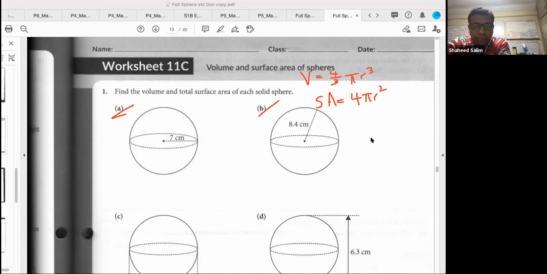Okay, Inshira. Okay, good, Inshira for both. Shafi, you got the volume. Now you try B. What is SA? Surface area. Total surface area. Curved surface area. The total surface area of the sphere.